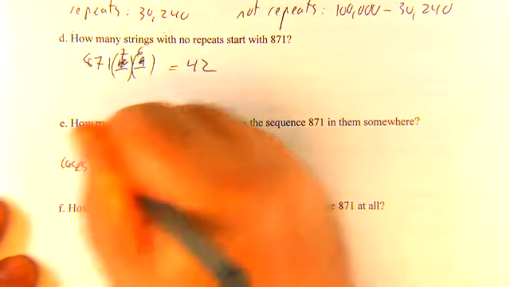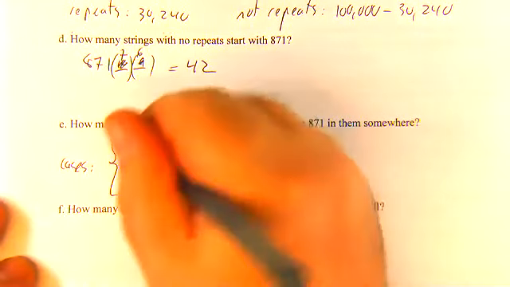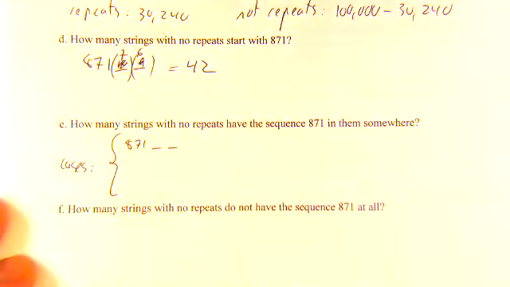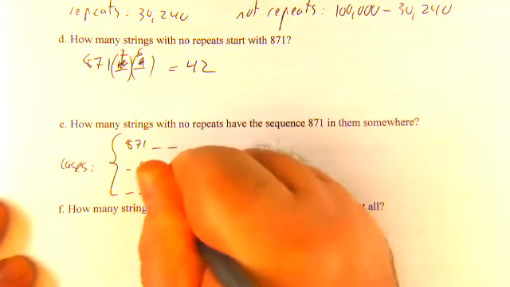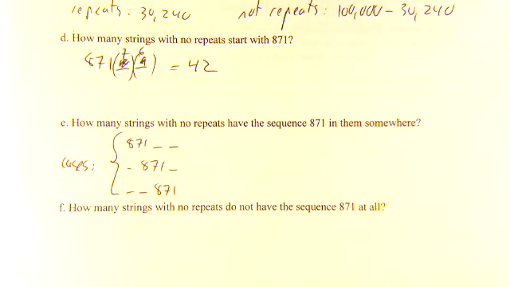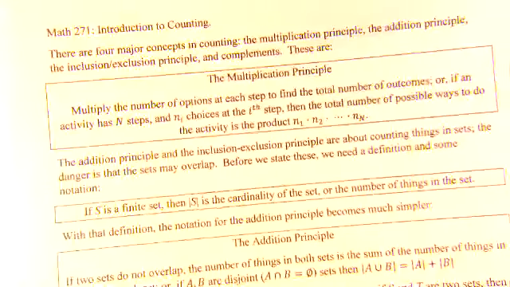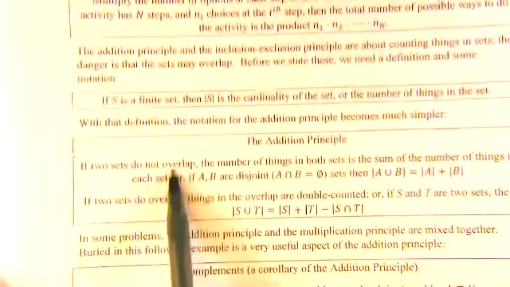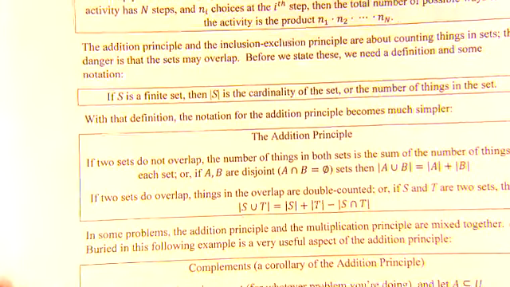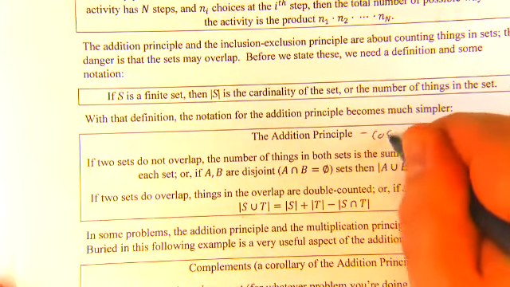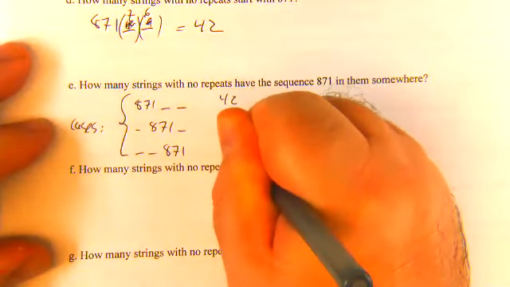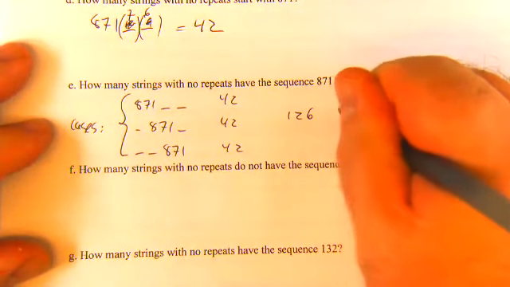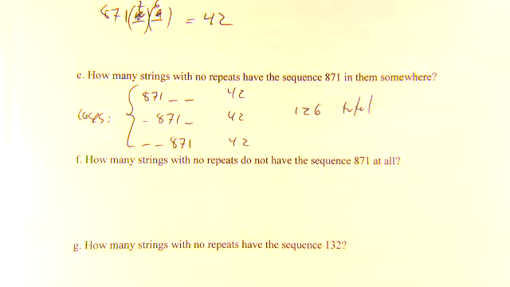This gives me cases. There's 3 separate cases. We could start with 871, or we could have the 871 in the middle, or we could have 871 at the end. And so this is the addition principle, because we have 3 things that don't overlap, right? And we just add up the number of things in each set. So the addition principle, if you have cases, you generally use addition. So there's 42 of these, there's 42 of these, there's 42 of these. It's 126 total strings that have 871 in them somewhere.